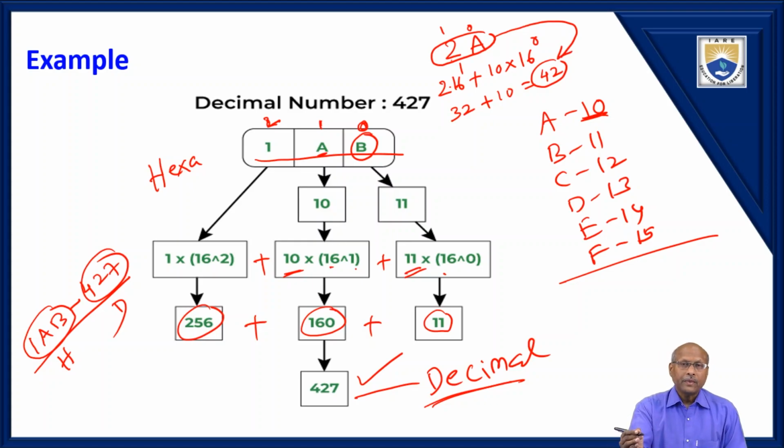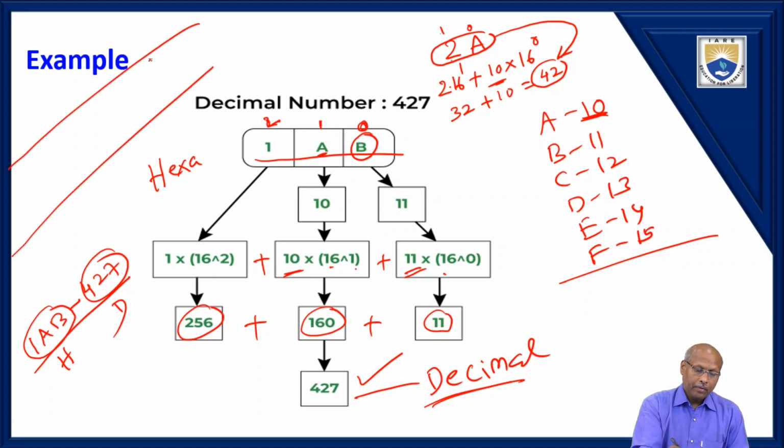So how are we traversing? You are going from right to left, and while going from right to left, you are multiplying the corresponding decimal value into 16 to the power of the position. This is the 0th position, this is the 1st position. While traversing from right to left, you have to see that position, and based on the position, the power is applied to the base. Because for the hexadecimal value, the base is 16.